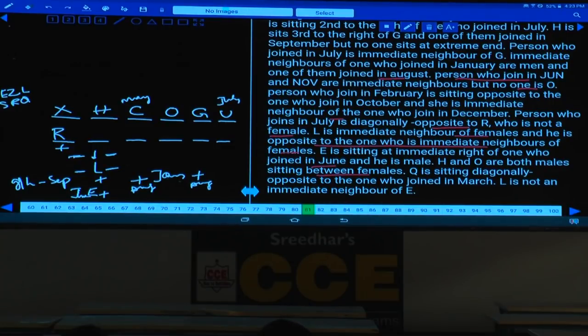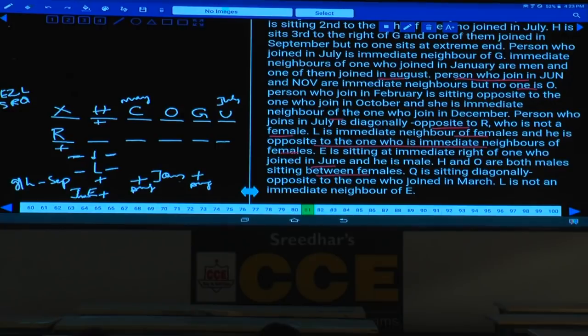H and O are what? These 2 persons are males, and these 2 persons are seated in between whom? H and O are seated in between females. X is a female, C is a female, G is also a female. Both these 2 persons are males, and they are seated in between females.